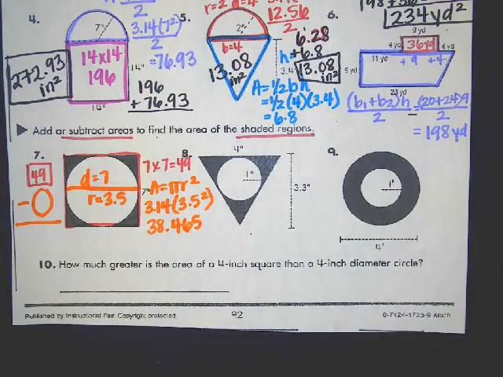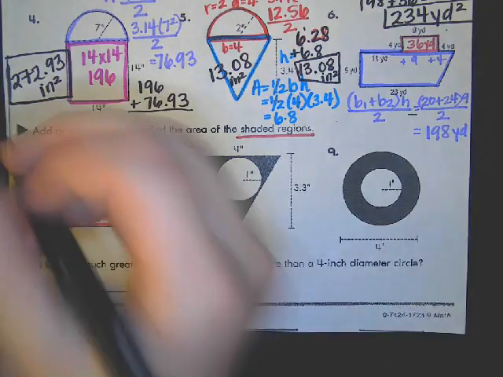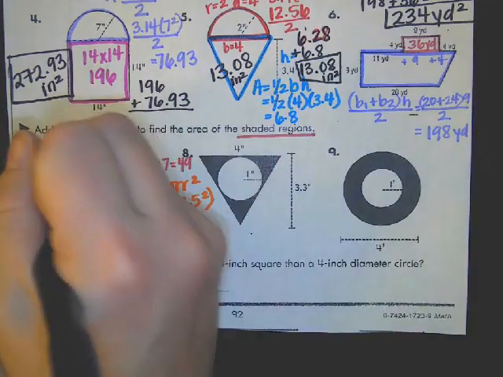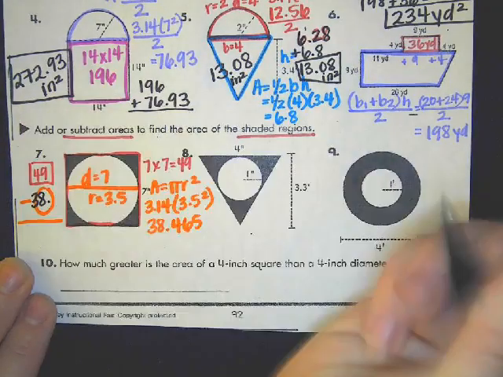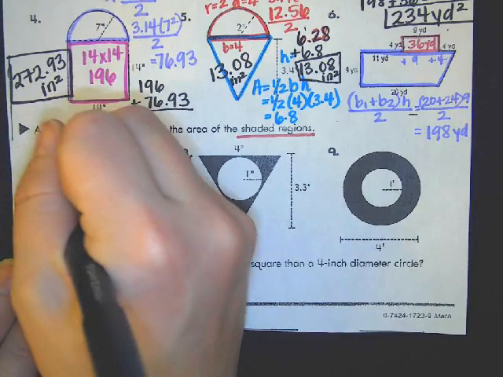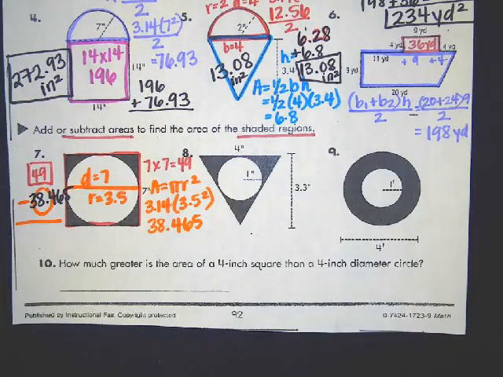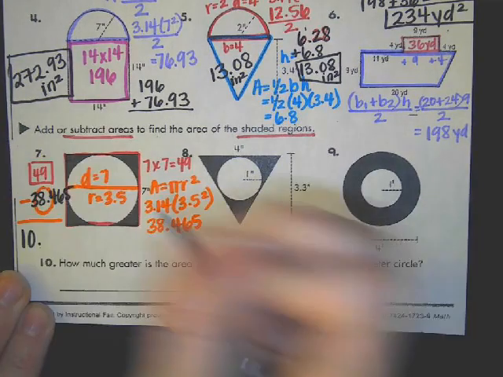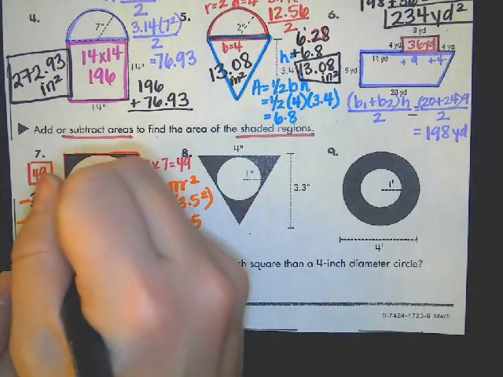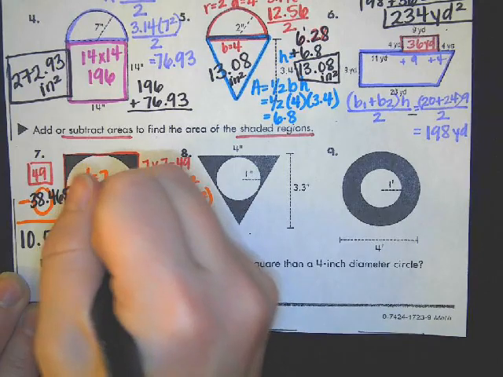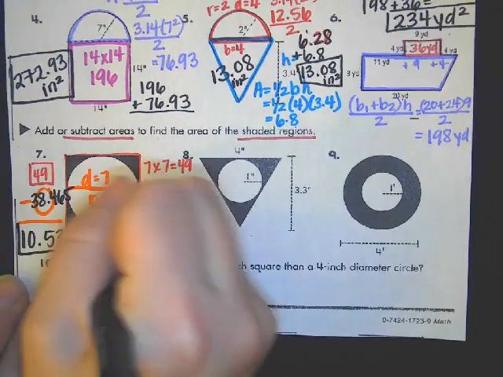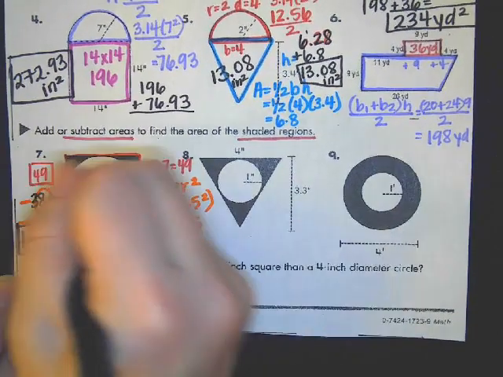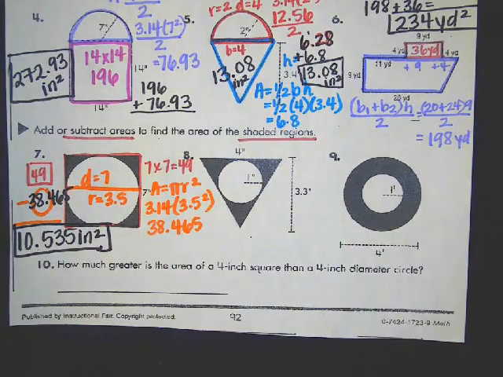Now, what we need to do is subtract 49 minus that 38.465, and that's going to give us our answer of 10.535 inches squared. That number represents the area that is shaded.